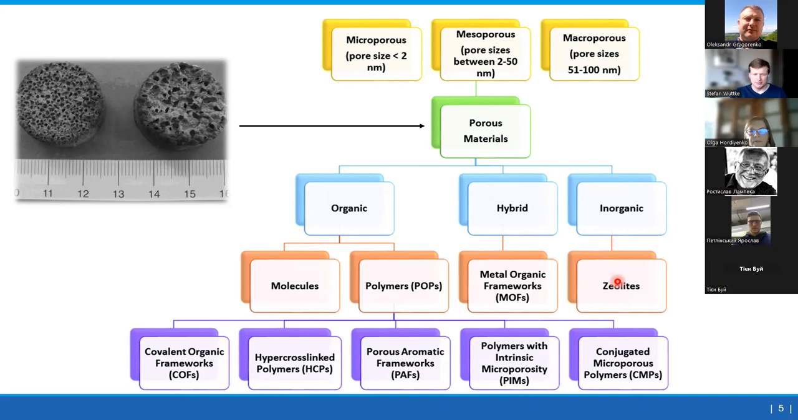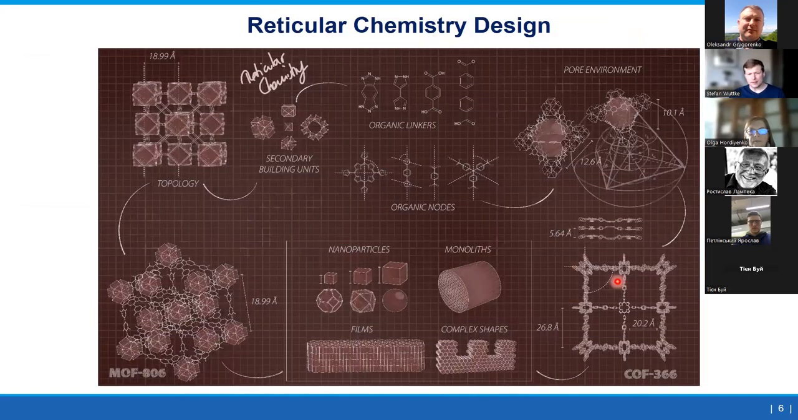This is why I strongly advertise to you reticular chemistry: the chemistry of taking molecular building blocks, organic and inorganic, and either assembling the organic ones with themselves to form so-called covalent organic frameworks. There are so far 500 structures with different bonding chemistry. Then you have metal organic frameworks: you connect these linkers with secondary building blocks, metal oxo clusters, and form a porous three-dimensional framework. So far over 100,000 structures are reported, a huge amount, and there can be much more.